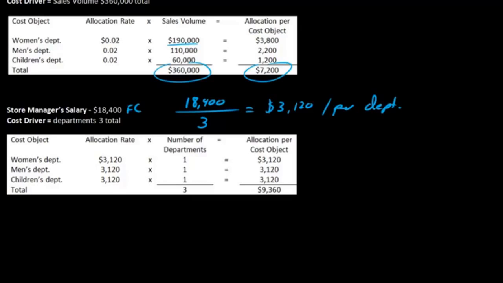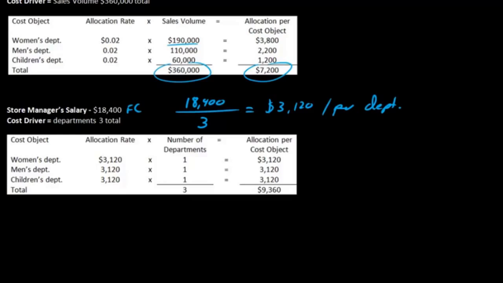So each department has an equal portion of the store manager's salary, and there may be people who argue with that. If you are the children's department, you'd say that's not fair because the manager is spending more of his time in the women's department because there's more sales there. So again, allocating cost is a behavioral issue. It's trying to get people to work together in something that makes sense. But allocating fixed cost can sometimes be challenging because there is no real cost driver. So we just have to do the best we can.